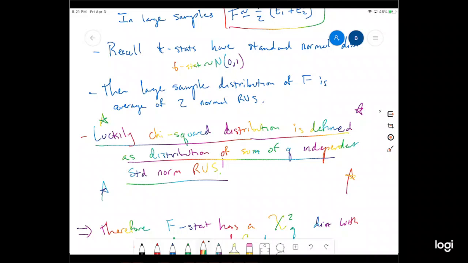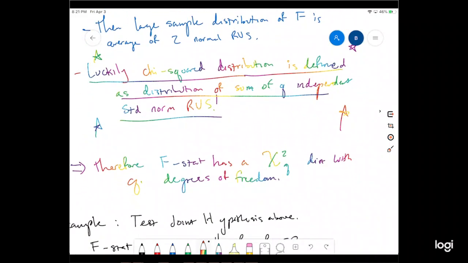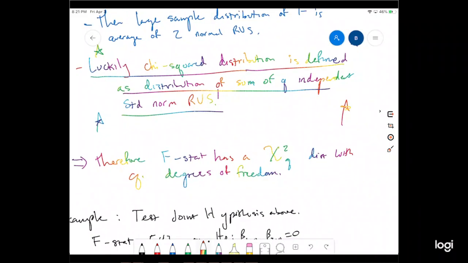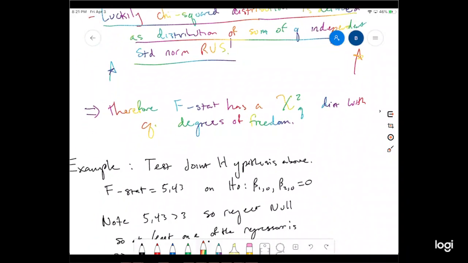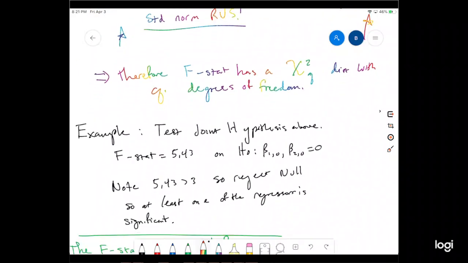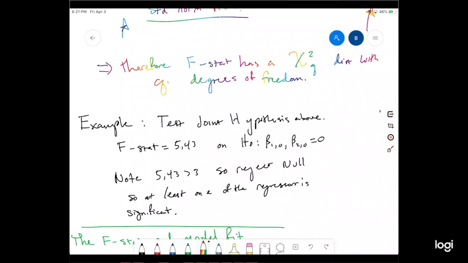I'm giving it to you in rainbow here, so hopefully you remember it. A chi-squared distribution is defined as the distribution of the sum of q squared independent standard normal random variables. Perfect for this situation. And therefore the F-statistic has a chi-squared distribution with q degrees of freedom. Okay, so how are we going to use this? Well, R is going to estimate F-statistics for us, and then we can compare that to chi-squared tables.